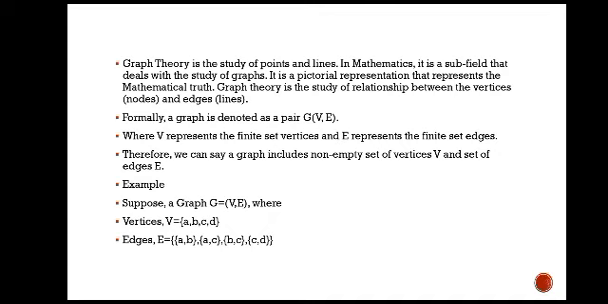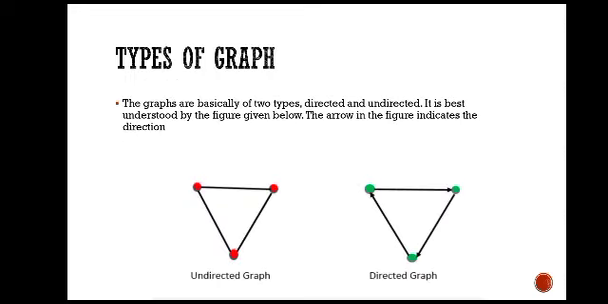Now, types of graph. Graphs are basically of two types: directed and undirected. It is best understood by the figure given below. The arrows in the figure indicate the directions. Here you can see the undirected graph has no arrows, while the directed graph has arrows in its figure.